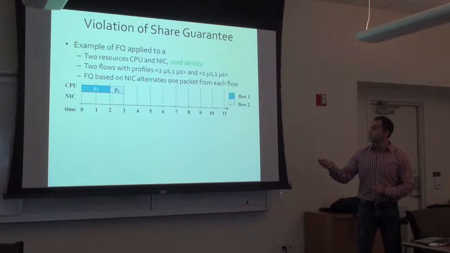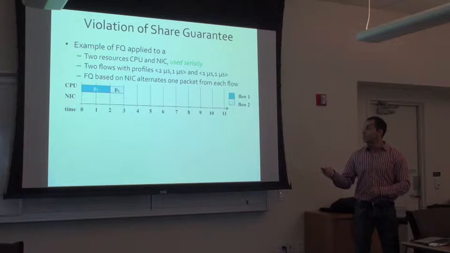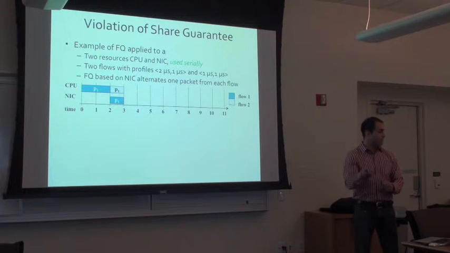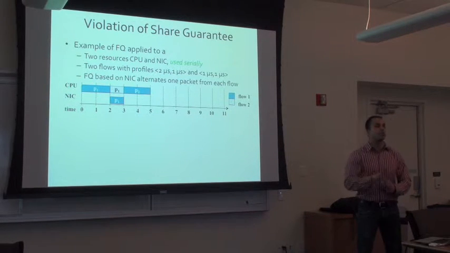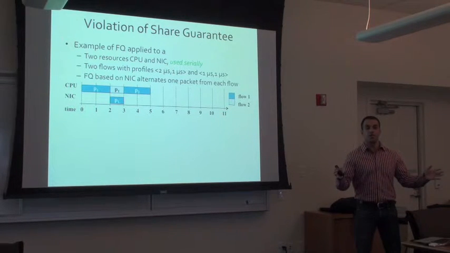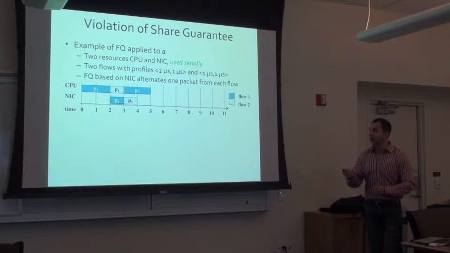Now in parallel with this, since the first resource is done with the first packet, the second resource can now start processing the first packet of the first flow. After that, again, it alternates. So since it's trying to alternate, it's now going to pick one packet from the first flow again, and that one again uses 2 microseconds. And in parallel again, the second resource consumption of the first packet of the second flow goes on.